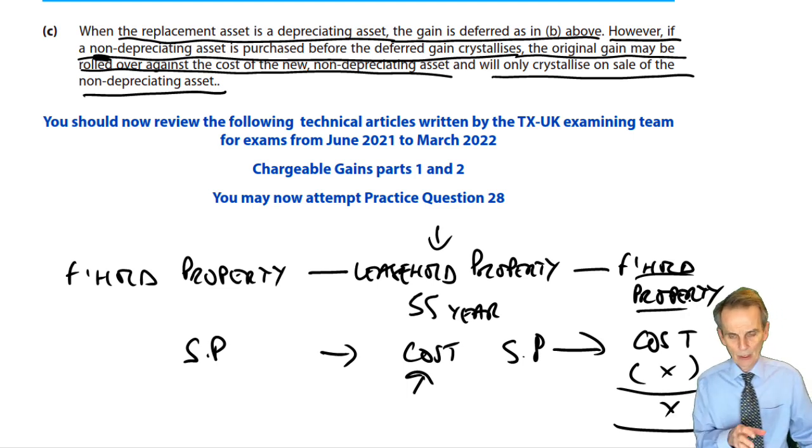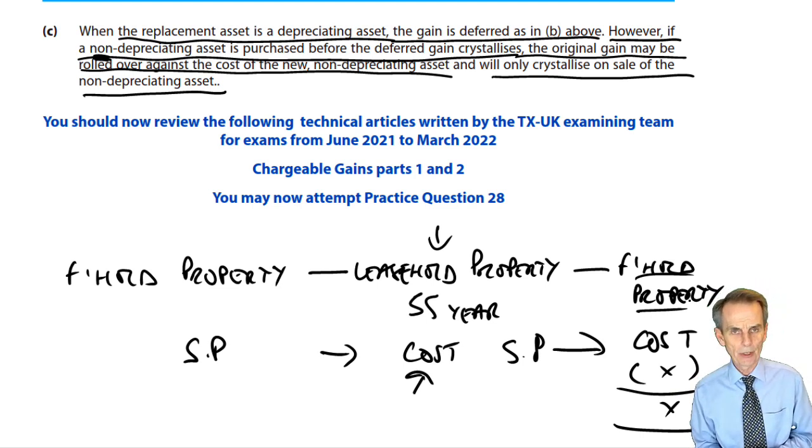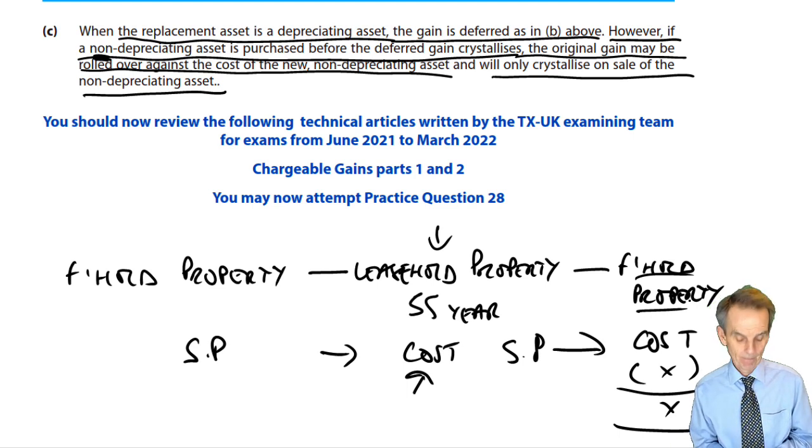So what was held over to begin with, because the initial reinvestment, I should say, was in a depreciating asset, if before that gain crystallises, you reinvest again in a new non-depreciating asset, what had only been held over could then be rolled over.